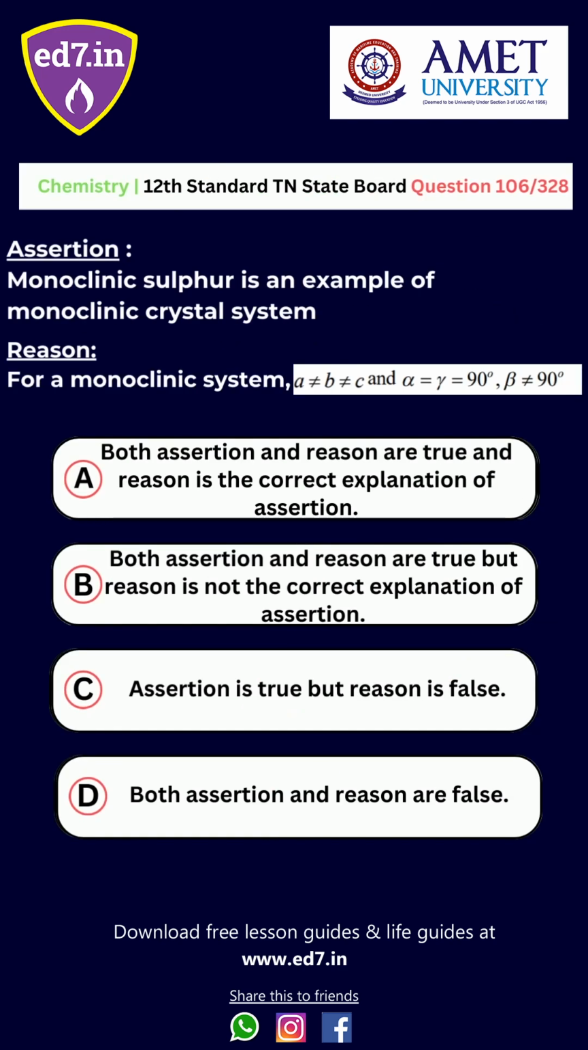Question number 106. Assertion: Monoclinic sulfur is an example of monoclinic crystal system. Reason: For a monoclinic system, a ≠ b ≠ c and alpha = gamma = 90 degrees, beta is not equal to 90 degrees. Option A, both assertion and reason are true and reason is the correct explanation of assertion. Option B, both are true but reason is not the correct explanation of assertion. Option C, assertion is true but reason is false. Option D, both assertion and reason are false. The correct option is option A.